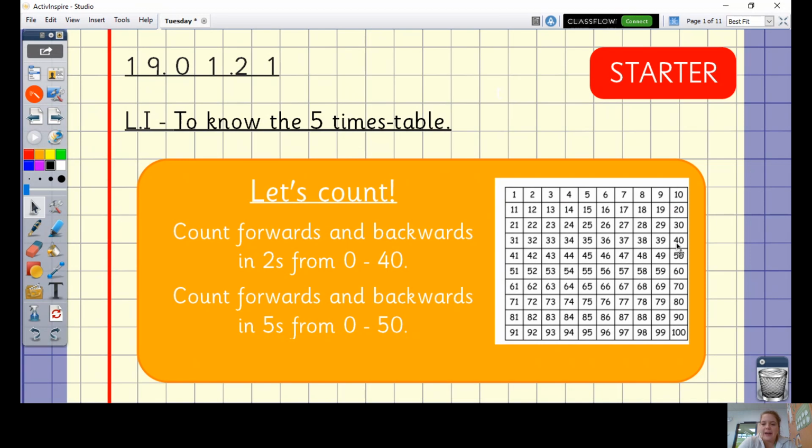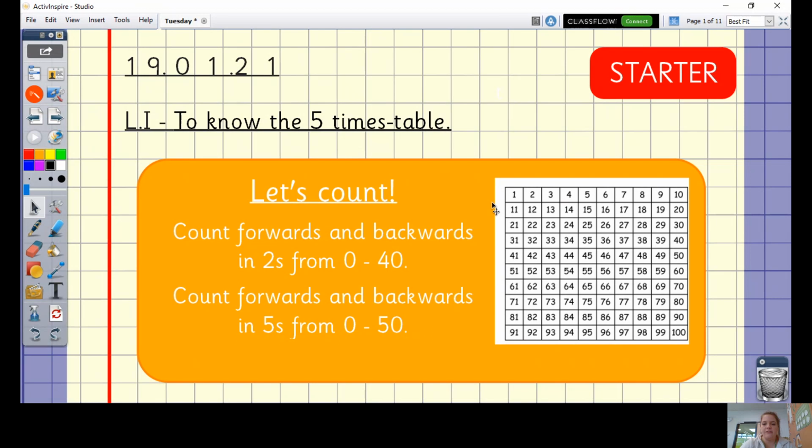Now let's have a go at counting backwards. Okay, so starting at 40, going back to 0. Ready? 1, 2, 3. 40, 38, 36, 34, 32, 30, 28, 26, 24, 22, 20, 18, 16, 14, 12, 10, 8, 6, 4, 2, and 0. Well done if you were able to keep up with me counting in twos, forwards and backwards.